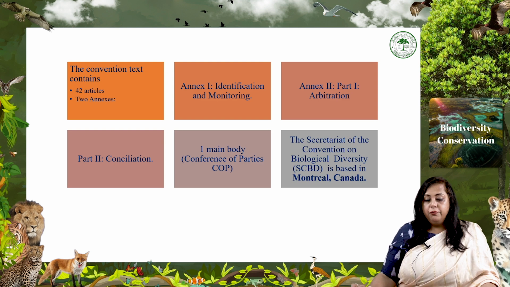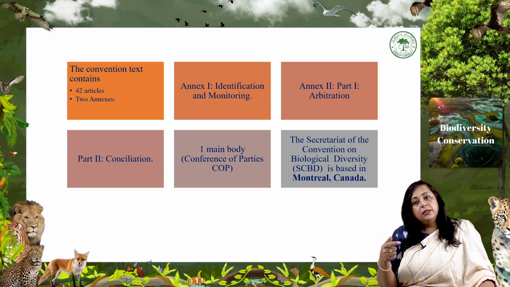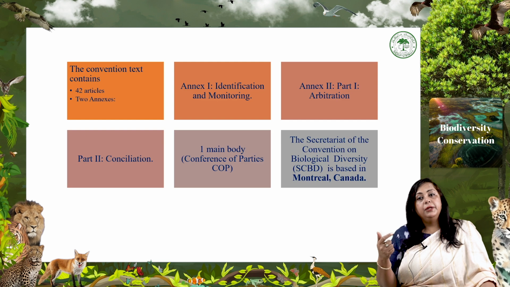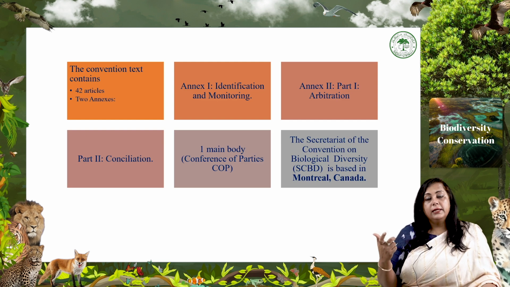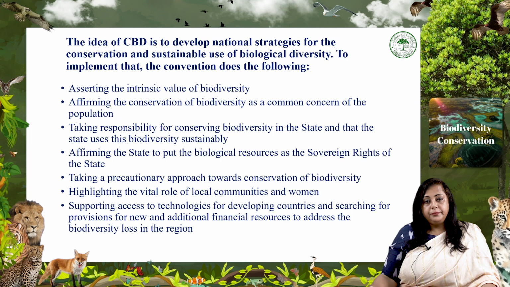There is one main body, the Conference of the Parties. The Conference of the Parties are those parties which are part of the convention, the signatories, and they attend meetings at certain time intervals. That meeting is called the COP, the Conference of the Parties. The Secretariat of the Convention on Biological Diversity is based in Montreal, Canada.